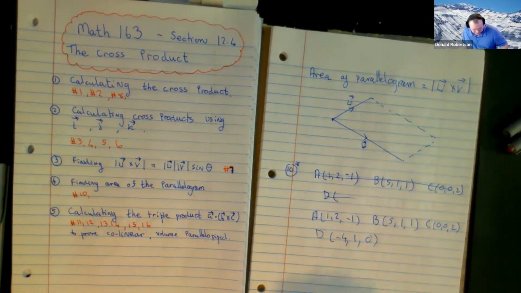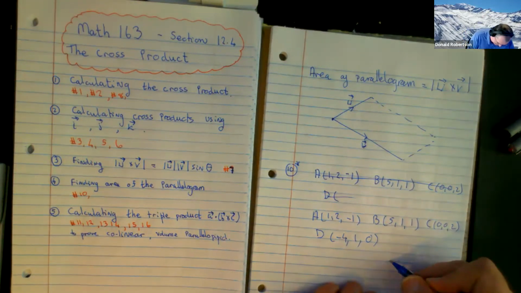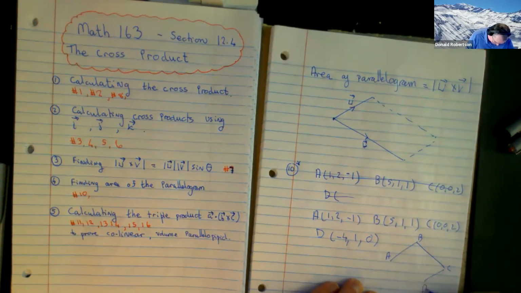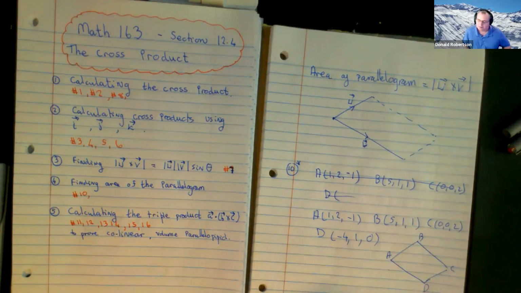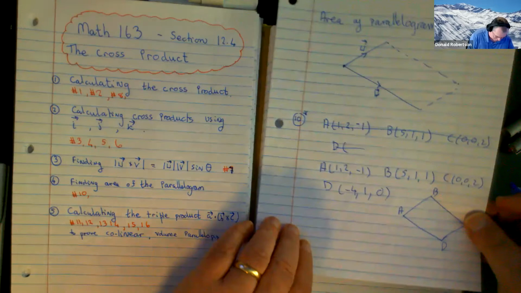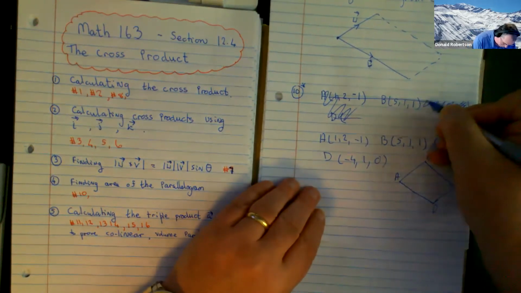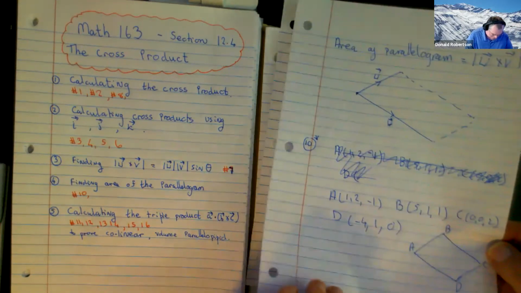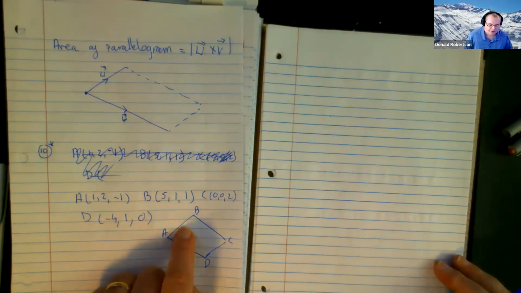So I want to find the area of this parallelogram. And can you pretend that it looks like that? I'm not even going to try and do it. Nobody tries to draw things in 3D anyway, right? There's my parallelogram, A, B, C, and D. So we need a strategy in order to find this fella's area.